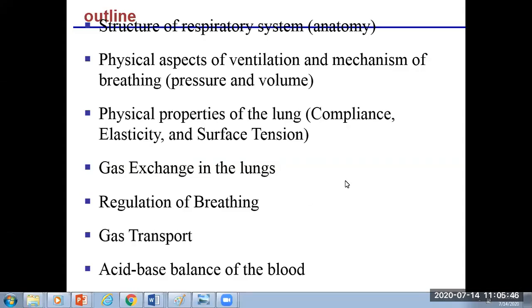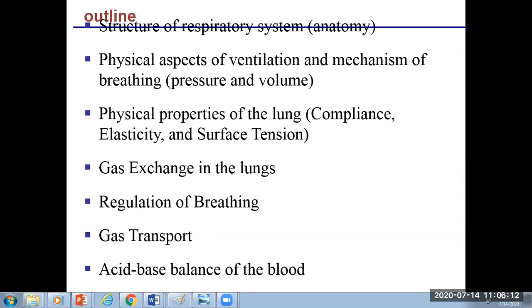All right, we are going over the chapter on the respiratory system, and we will discuss general ideas about the physiology of breathing. Here's the outline. First, we'll look at some of the components and structures involved in our breathing, that is, the anatomy, the types of muscles, the trachea, etc.